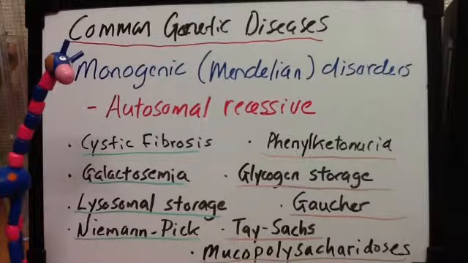And then Tay-Sachs. We've talked about Tay-Sachs before. This results in mental retardation, blindness, and there's a problem with the neurons and glial cells of the CNS.